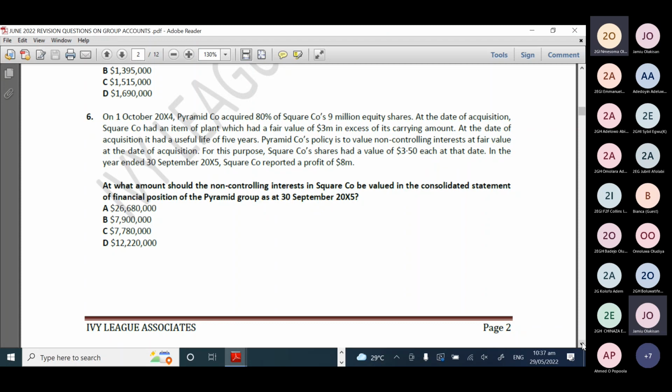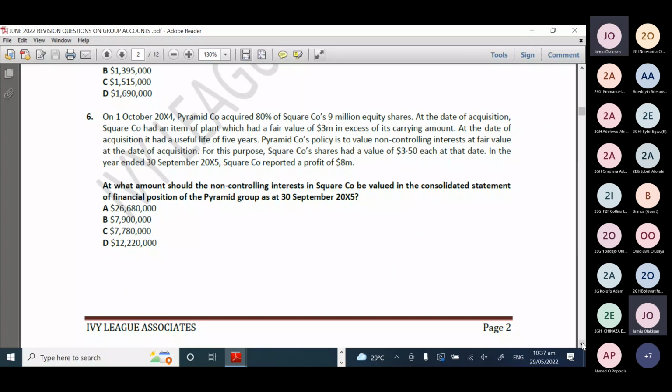Is that what you're saying? Okay. You don't prorate it. And likewise for subsidiary, we don't prorate as well. When you are trying to eliminate for subsidiary, we eliminate on dividend received. Yes, yes. Okay, go ahead.